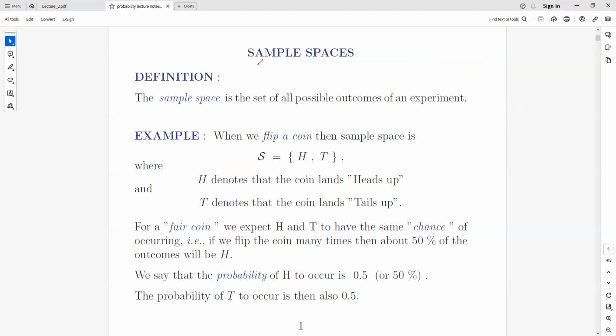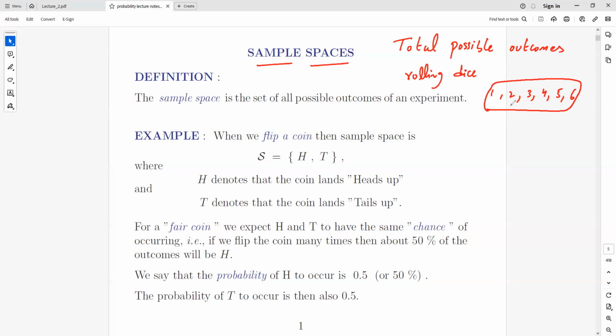embark on the topic of sample spaces. First of all, we are going to define what actually sample spaces are. These are the total possible outcomes, or all possible outcomes that an event has. So let us consider an event of rolling a die. If we roll a die, what may happen is that we are going to get 1, 2, 3, 4, 5, or 6. So these are all possible outcomes that we are going to get on rolling a die.